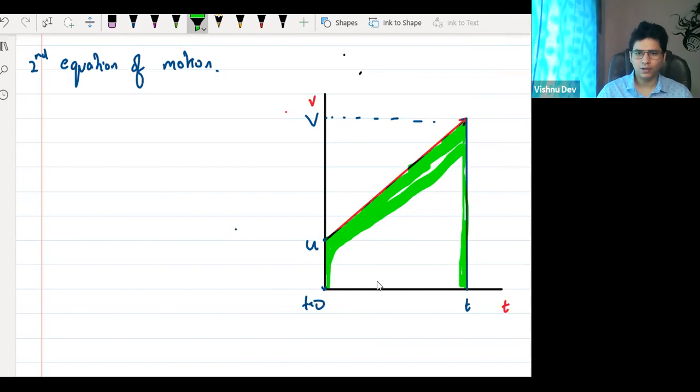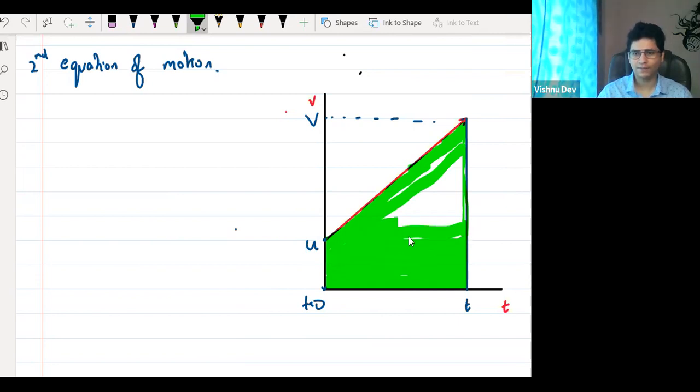Tell me, what is this graph? Pay attention to this graph. What is this graph? Everyone, I just told you. What is this graph? Very good, correct. This is your displacement. Got it? So this graph is your displacement.